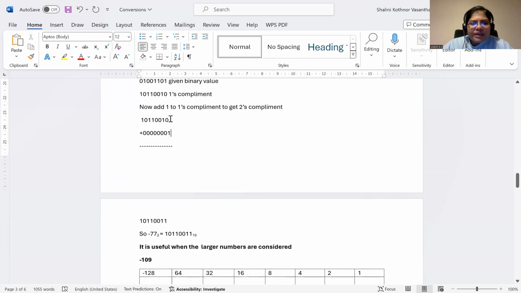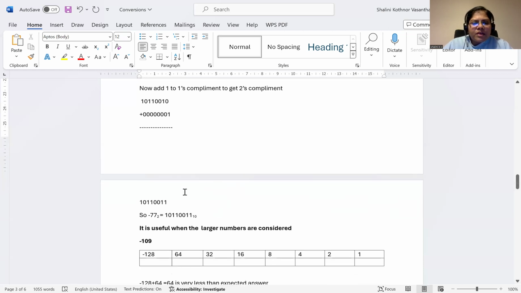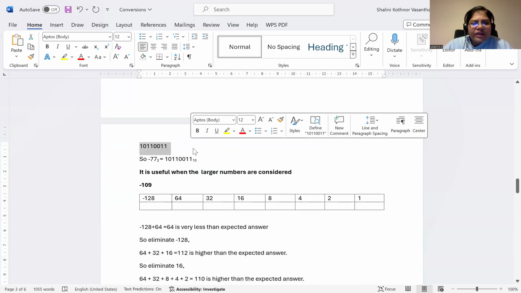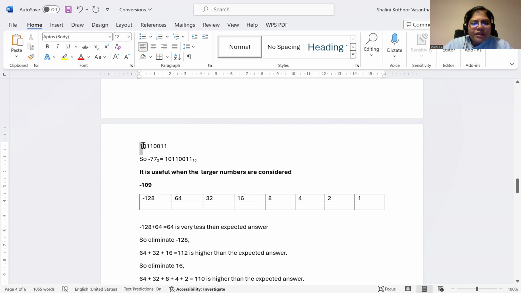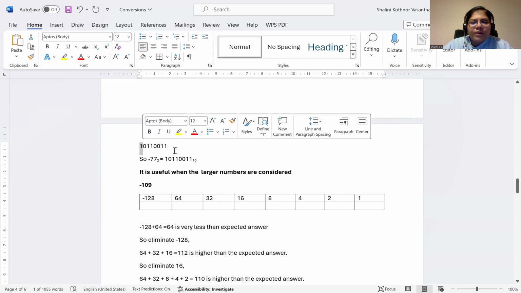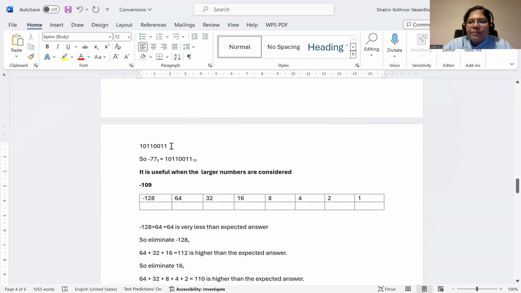So now after adding 1 to it, let's see: 0 plus 1 is 1, 1 plus 0 is 1, 0 plus 0 is 0, 0 plus 0 is 0, 1 plus 0 is 1, 1 plus 0 is 1, 0 plus 0 is 0, and 1 plus 0 is 1. You can see that the first bit of the answer is 1, so that means it is a negative number. So we have got the answer for minus 77. This is the corresponding value.